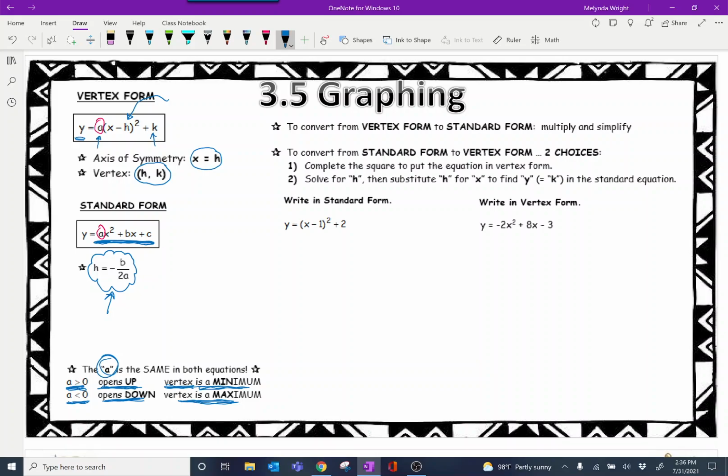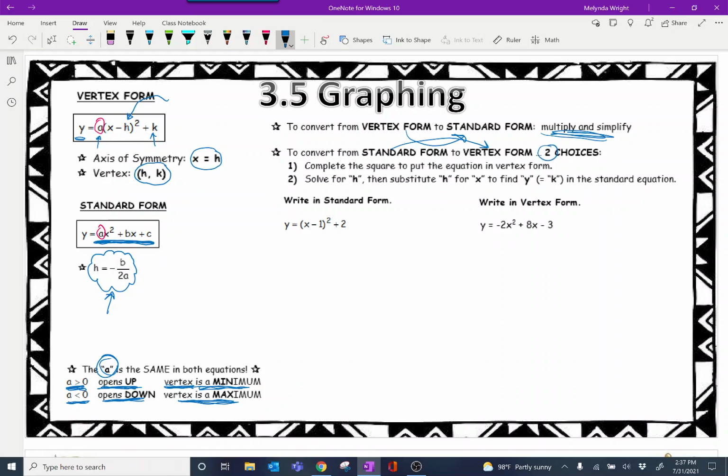So those are just good things to know. We'll be using those. If I'm getting ready to graph a parabola, how do I know if it opens up or down? It would really be a good thing to know whether it's going to open up or down before I start graphing. So if we want to convert from vertex form to standard form, which is the easiest of the conversions, we just multiply everything out and simplify. And that's fairly easy.